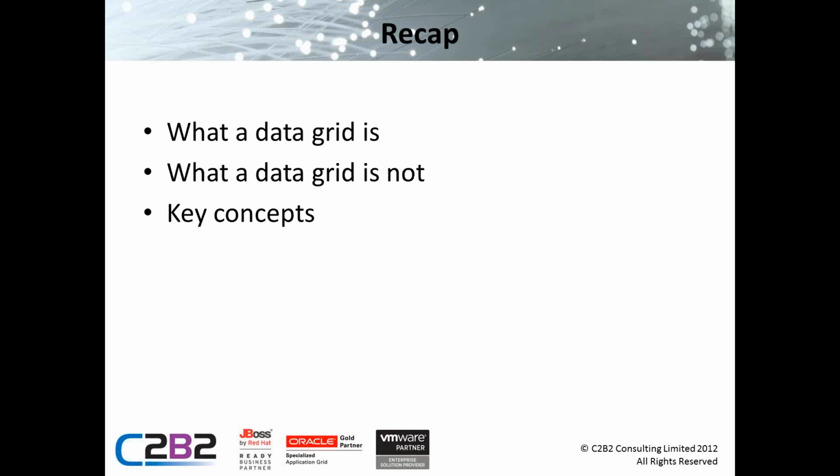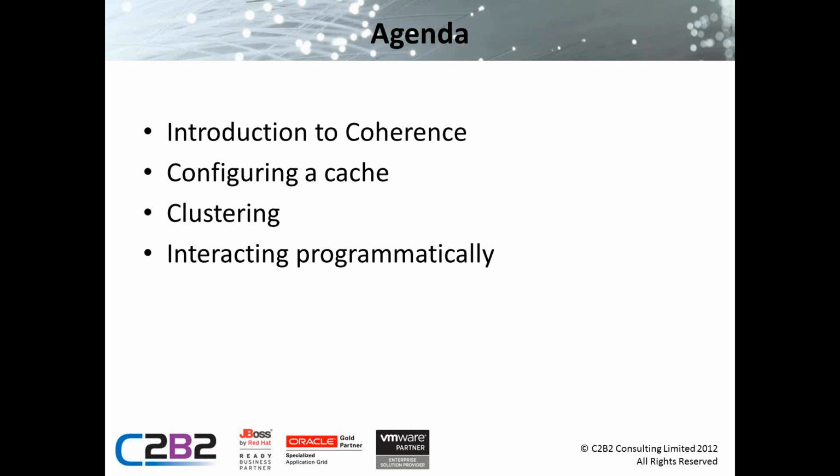So just to recap, last week Steve did a webinar on what a data grid is and what it's not. He also went through quite a few key concepts about data grids, some of the ideas behind them, the way they work, and also mentioned some of the things that Coherence uses. So in today's webinar, we're going to look at Coherence itself. We're going to have a look at the way that works, how you configure a cache, how you cluster different nodes together to distribute the cache across those nodes, and how to interact with the cache programmatically with Java.